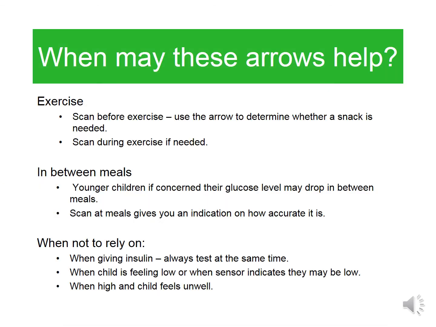Here are some really useful times when the arrows will be helpful. So exercise, for example. Scan before the exercise and use the arrow to determine whether a snack is needed. So for example, if you scan and the reader is saying 6.5 but with an up arrow, you will know that in 10 minutes time that reading will be well above 7. So they'll be fine to do the activity without a snack. You can scan as many times as you want during the activity and after, so it's giving you a lot more insight in how the exercise affects the glucose levels.